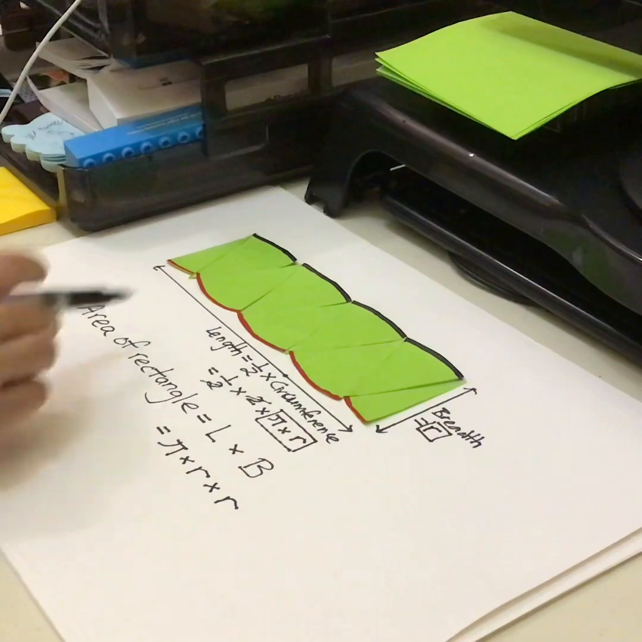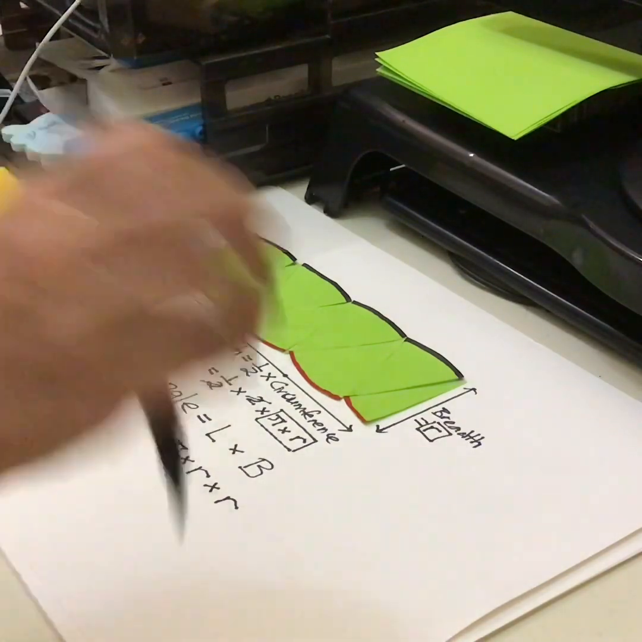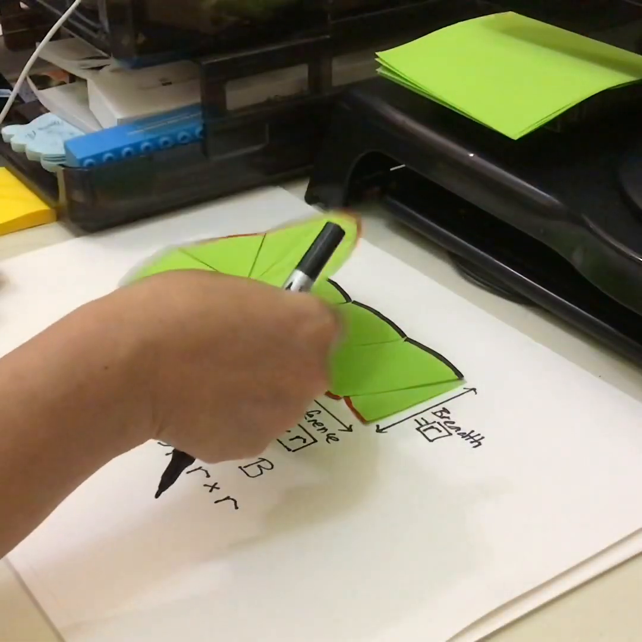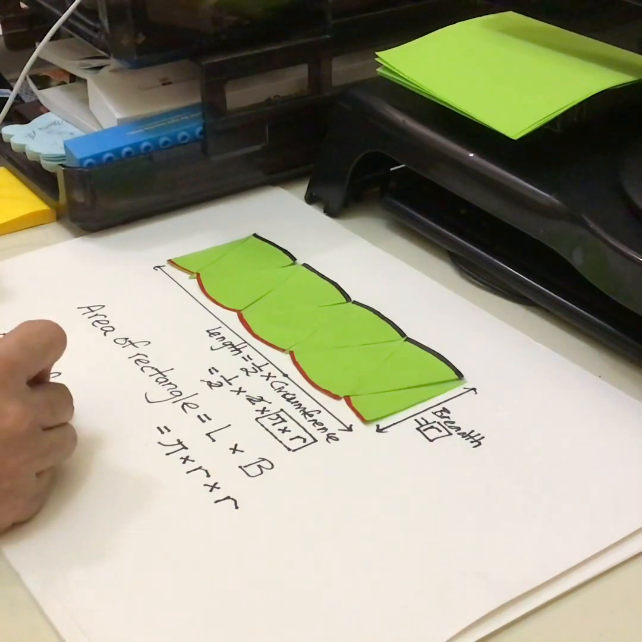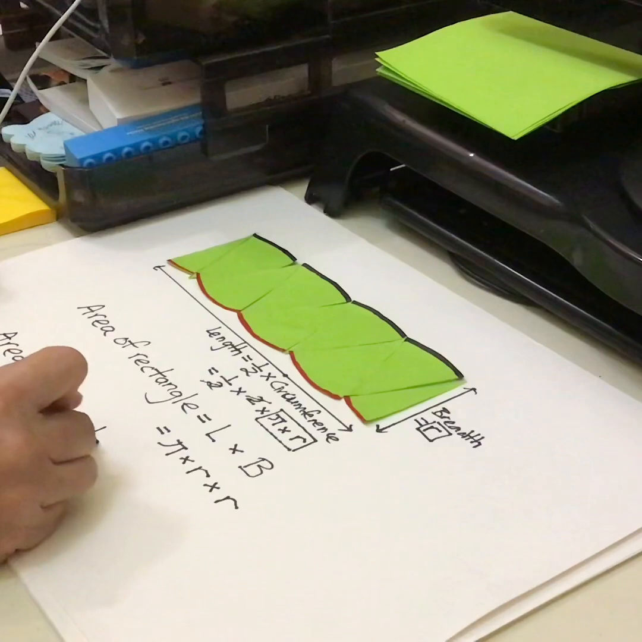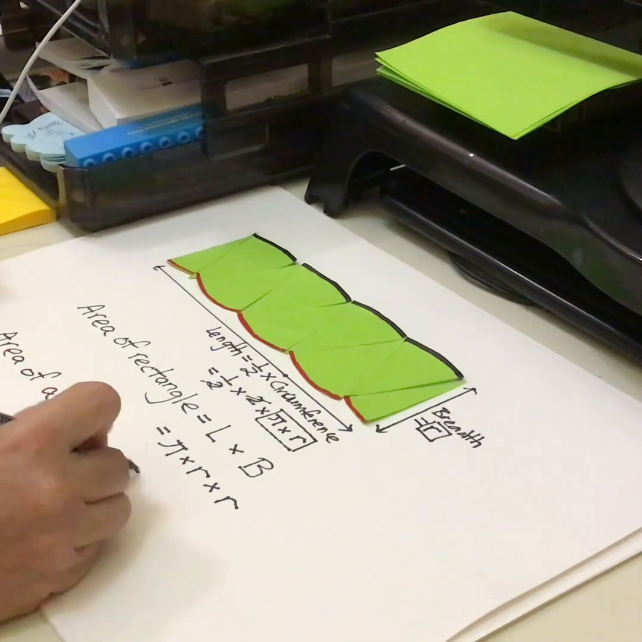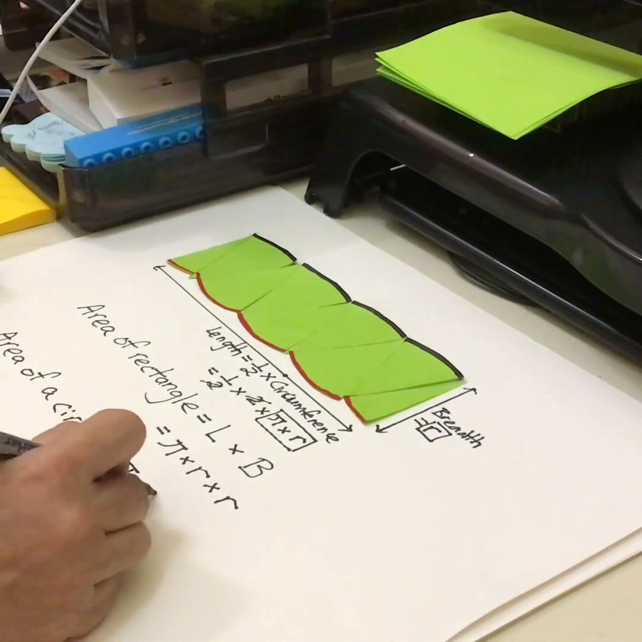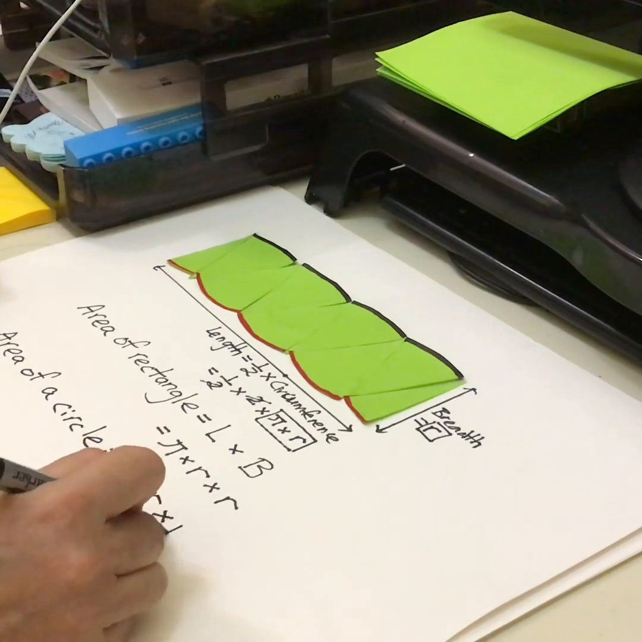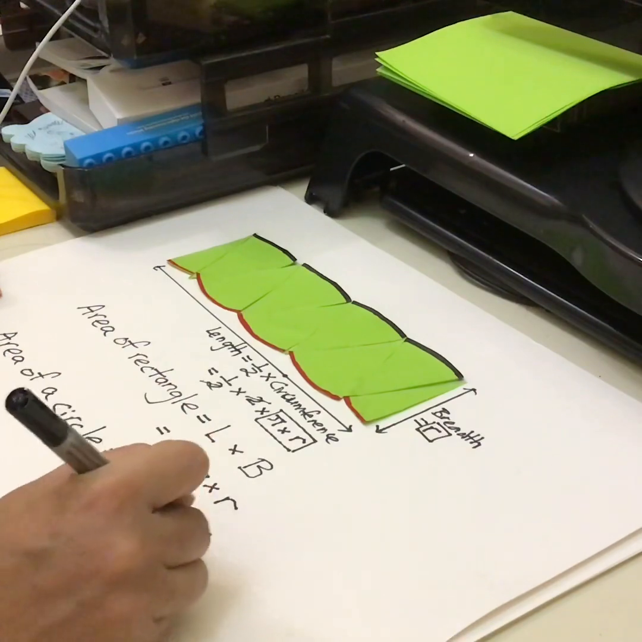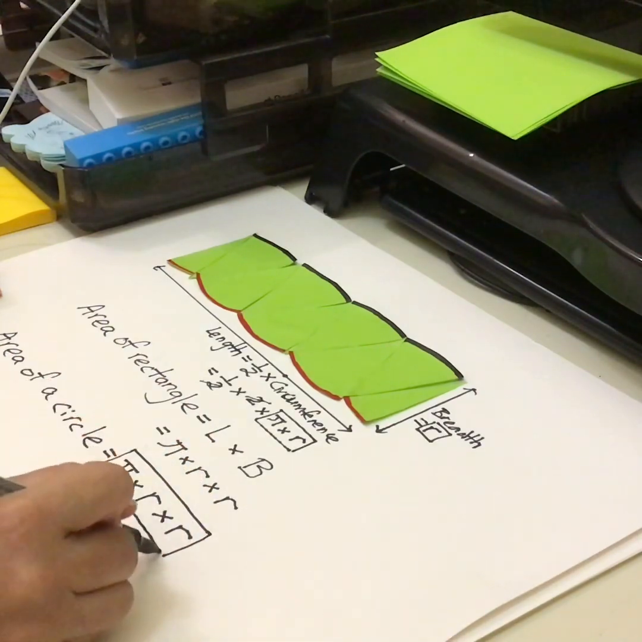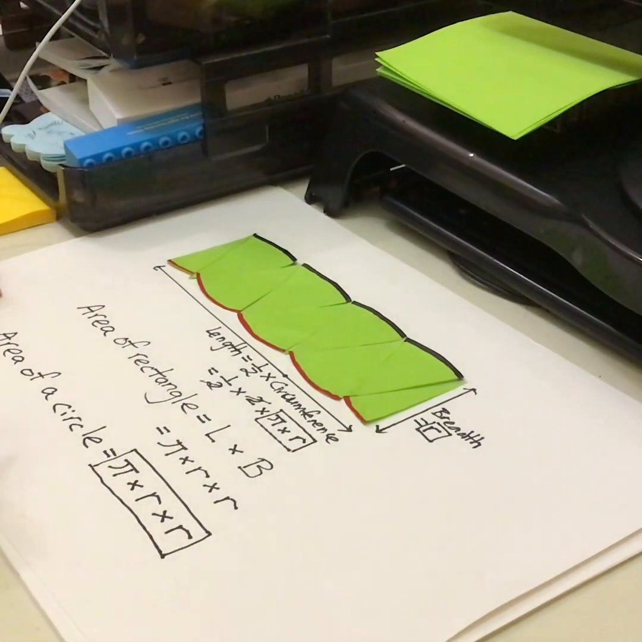Now remember this rectangle actually came from this circle. So we can also conclude that the area of a circle is equals to pi multiplied by radius multiplied by radius. So this is how we derived the formula for finding the area of a circle.